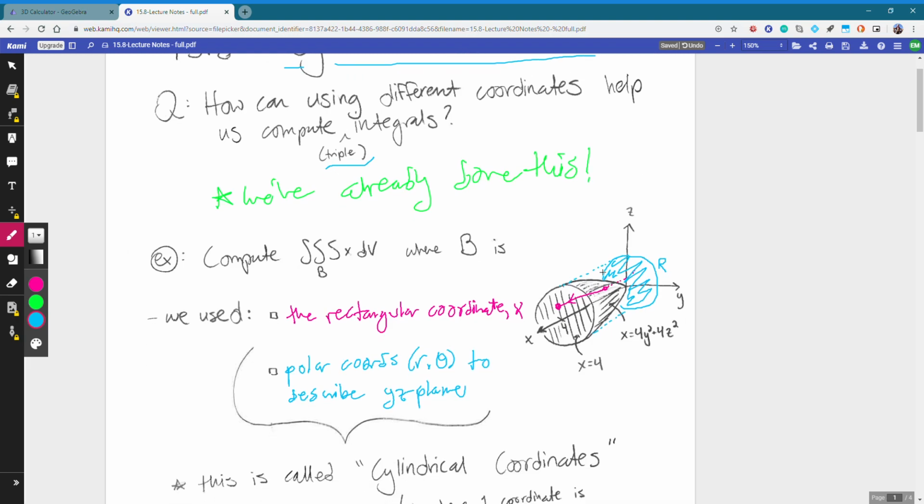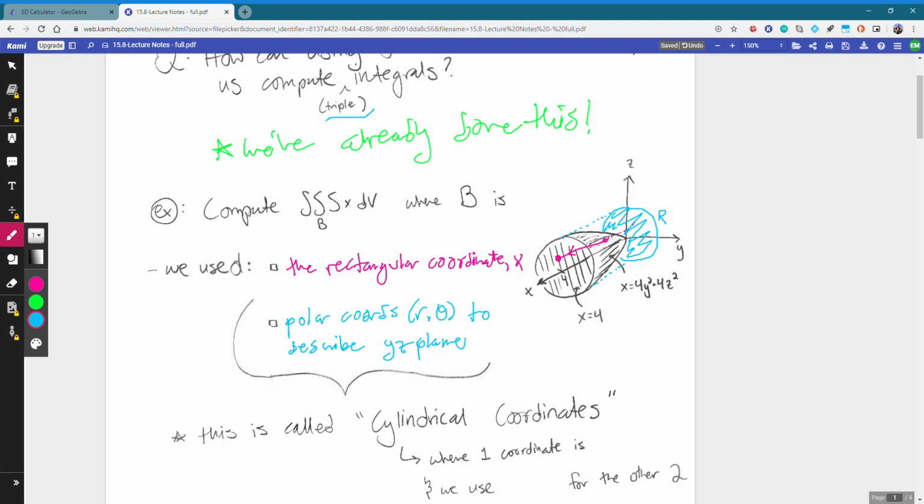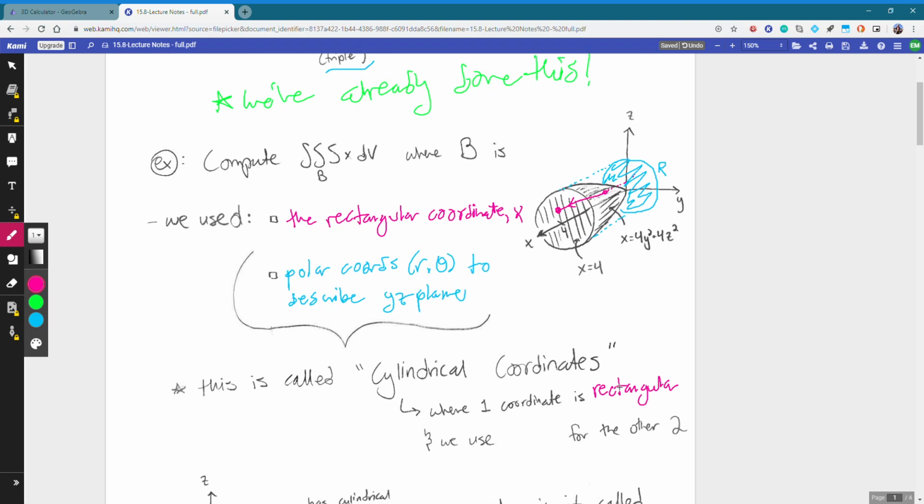In a nutshell, cylindrical coordinates are where you choose one coordinate to be just your standard everyday rectangular coordinate. And this could be x, like we had up here with our Christmas ham, or it could be y, or it could be z. You just choose one to treat as its normal self, rectangular, and then we use polar for the other two. And this is what we call cylindrical coordinates.